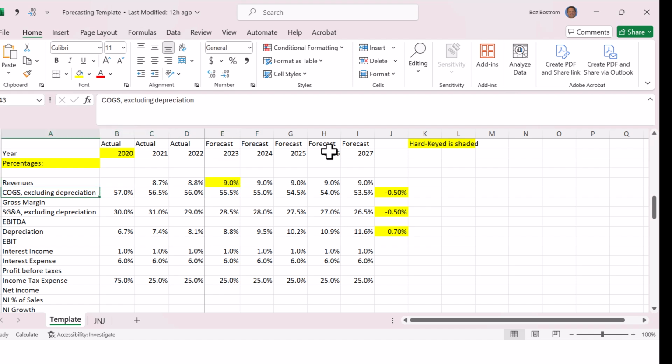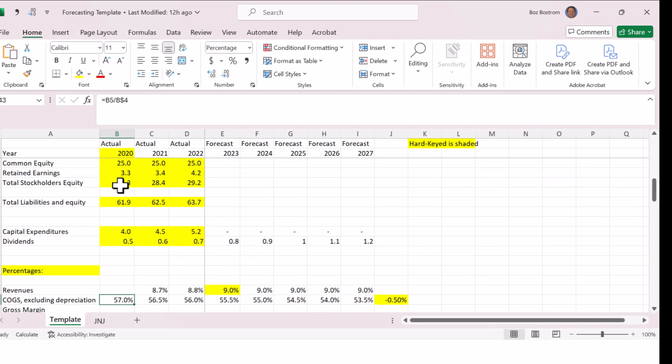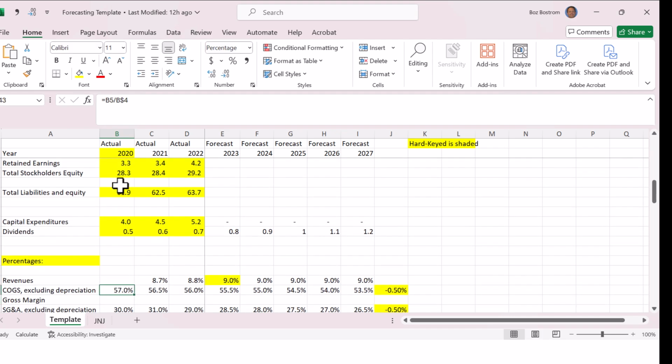Now, cost of goods sold, excluding depreciation, we can see, and what this formula is doing, B5 divided by B4, if I hit F2 on it and go up above, I can see that B5 is COGS, B4 is revenues, and so what that is, we've got 57%, 56.5%, 56%, all right? And those are going to decrease by 0.5%. We see them going down by 0.5% per year in the prior years. It's just kind of like the company's growing its sales and it's getting more efficient.